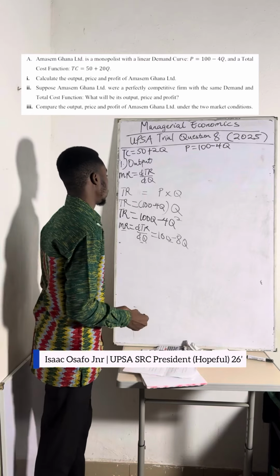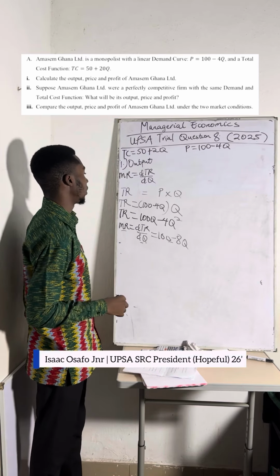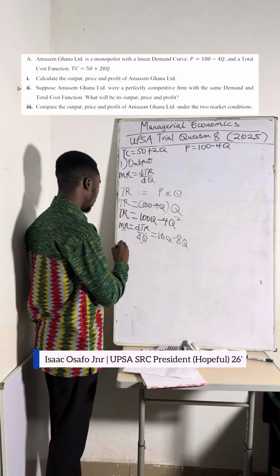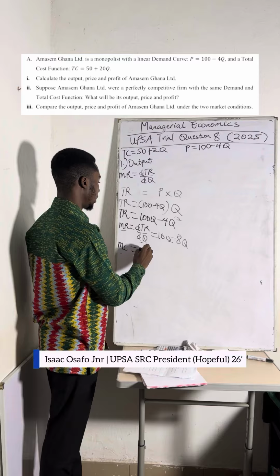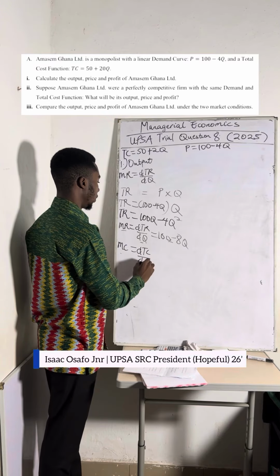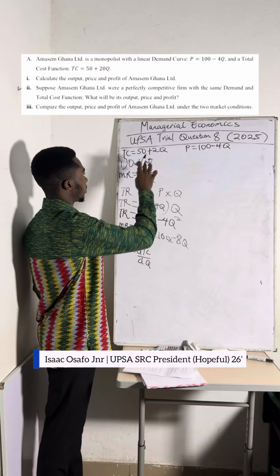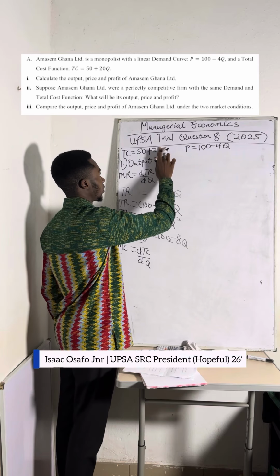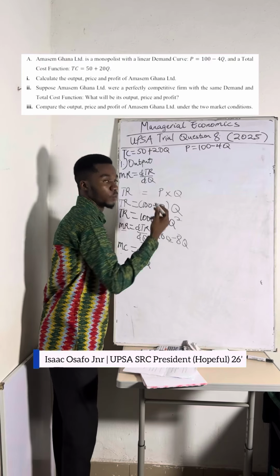So now that we found the marginal revenue, which is 100 minus 8Q, we'll now find the marginal cost. We also know that for the marginal cost, we have to differentiate the total cost function, so we are getting dTC over dQ. So when you differentiate the total cost function with respect to Q, well, I just realized that here is supposed to be 20Q in the question, not 2Q. So 20Q rather. All right, so please correct it.